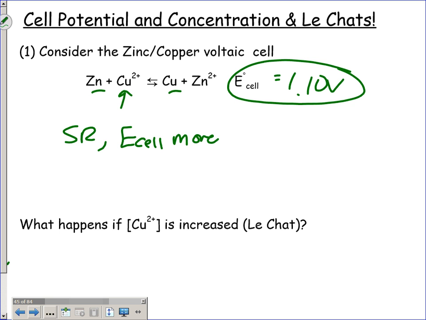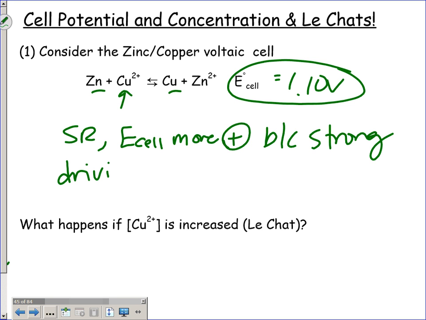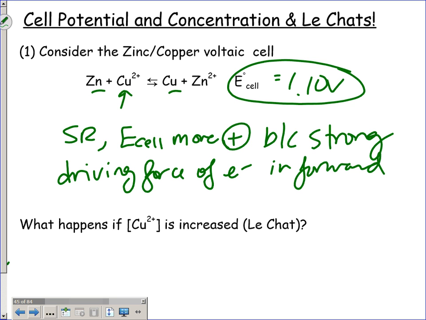So if you're making more electrons flow, E cell is more positive because of a stronger, and this is how you would qualitatively describe this. You can't get the phrasing wrong, okay? Just like some of the other ones have very specific ways you explain it. Because strong driving force of electrons in forward direction. Something like that, okay? So another way to describe the driving force is the EMF. What does EMF mean?